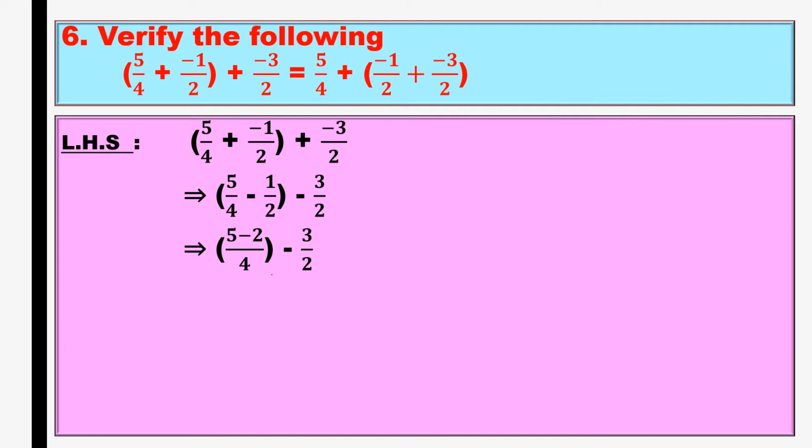Now we'll solve this. 5 minus 2 is 3. So 3 by 4 minus 3 by 2. Again there is minus symbol in between the two rational numbers. So take the LCM. So 2 and 4 LCM is again 4. So 4 denominator, when you are taking, you should divide, no? So divide, the 4 by 4 is 1. Whatever answer you got, you should multiply it with the numerator. 1 into 3.